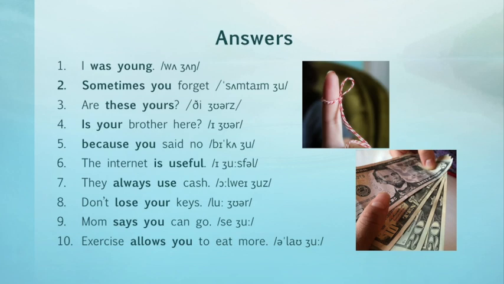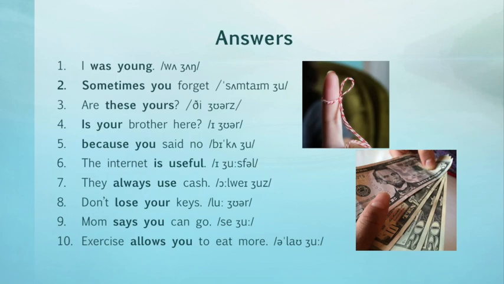Number two, sometimes you forget. Sometimes you forget. Number three, are these yours? Are these yours? Number four, is your brother here? Is your brother here? Number five, because you said no. Because you said no.